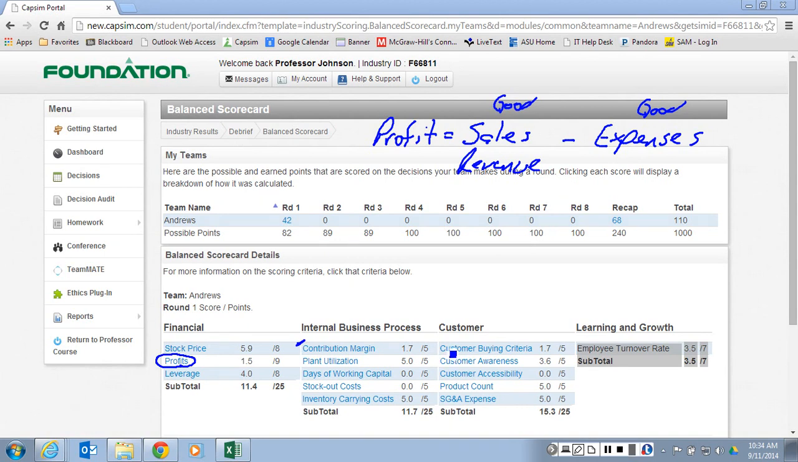That means that if our sales are good, that means that our customer scores, meeting the customer buying criteria, awareness, or accessibility is good. If our expenses is good, that means our SG&A is good. If our expenses are good, that means that we're not carrying a lot of inventory cost. All these things, and then if we get really good profits, guess what's going to happen to stock price? It's going to go up. So most of these things are driven by making a good profit, which means making a good sales.